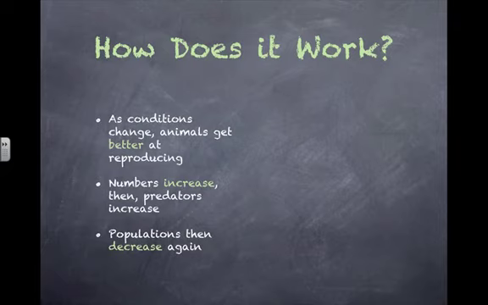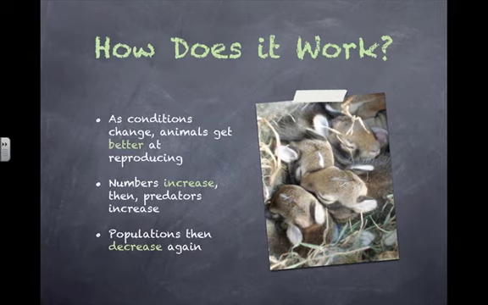For example, there might be more food for the animal. Temperature might be more favorable. They might be able to find better shelter. So numbers increase. The population goes up. If that happens, the predators of that organism who is surviving better will also increase. Populations then decrease again. Why? Well, more organisms need more food.